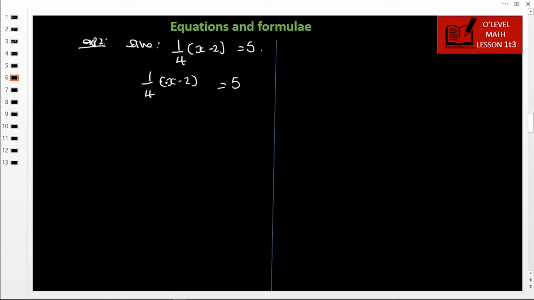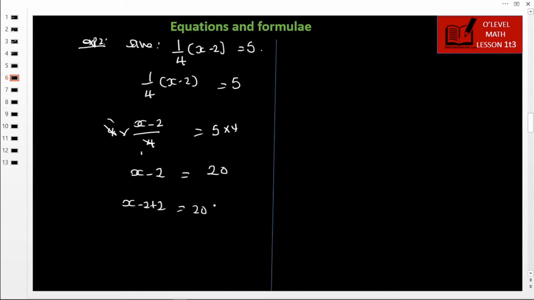So this means 1 times this, so it is (x minus 2) over 4 is equal to 5. Multiplying by 4, 4 by 4 is 1, so we have x minus 2 is equal to 20. So x minus 2 plus 2 is equal to 20 plus 2. Therefore the value of x is 22.